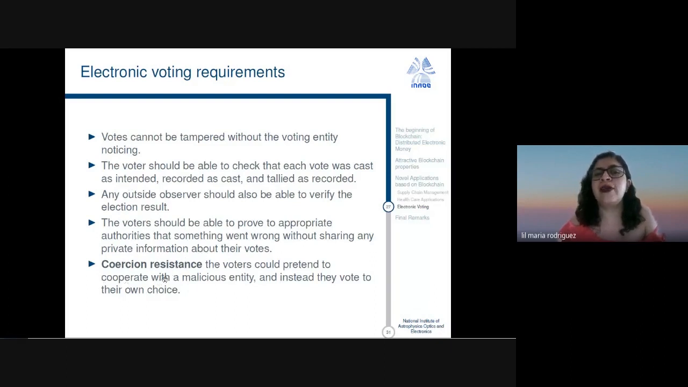Also, we need a system that is coercion resistant. The voters could pretend to cooperate with a malicious entity, and instead they will vote their own choice. So these are some of the requirements, because electronic voting is a very nice application where you have to think very well about each requirement that you need. But here we have an overview of these requirements.